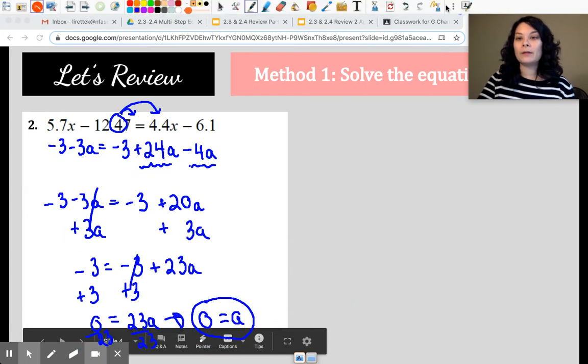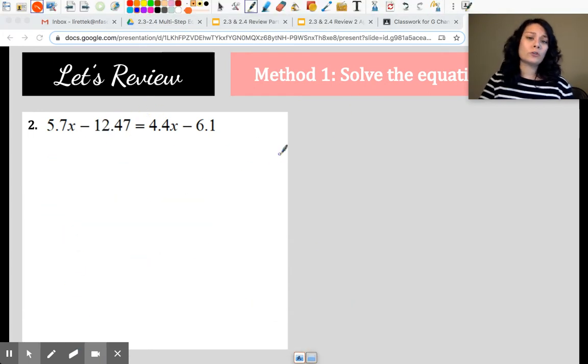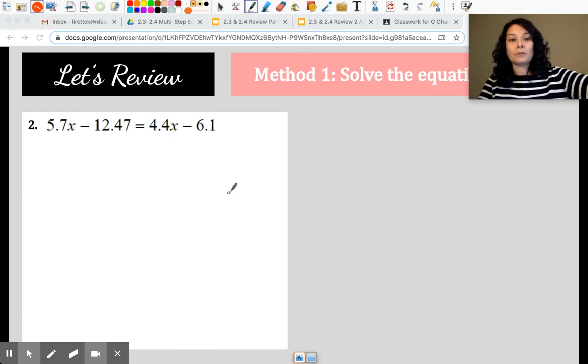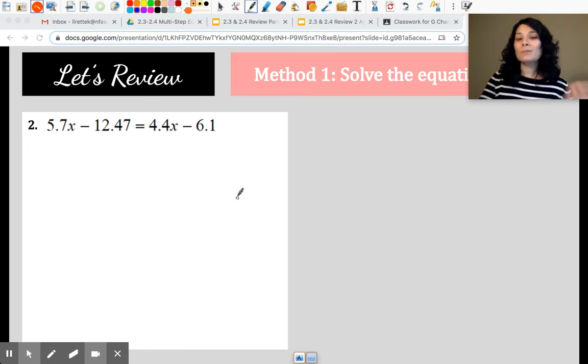Okay, now let's talk about some decimals. So again, I'm going to show you 2 methods to work with decimals, just as I showed you 2 methods to work with fractions. And again, choose the method that you find easiest. I'm going to do this problem the old-fashioned way, just working with the decimals. So I don't see parentheses, don't need to distribute, don't have any like terms. I do have variables on both sides, excuse me, so I do need to take care of that.